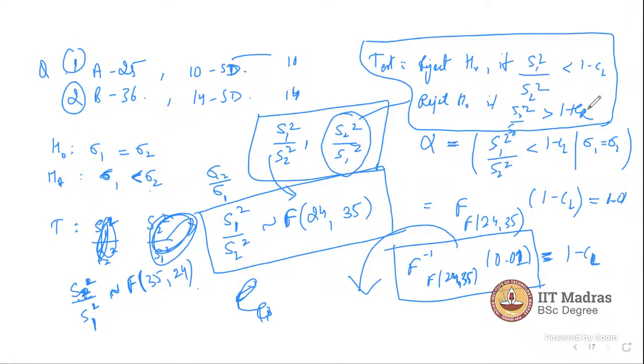You try any problem and try to solve it using both test statistics. You will get the same answer. But the condition is we have to take less than 1 minus CL, and if we are taking S2 square upon S1 square, which is greater, you will have to take greater than 1 plus CL. Okay, got it, ma'am.